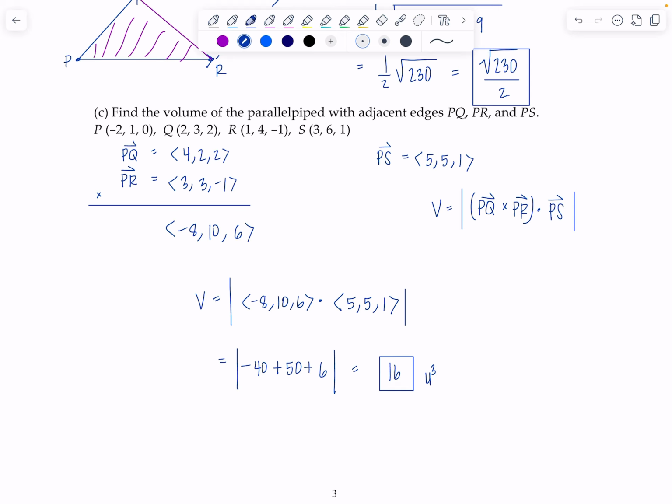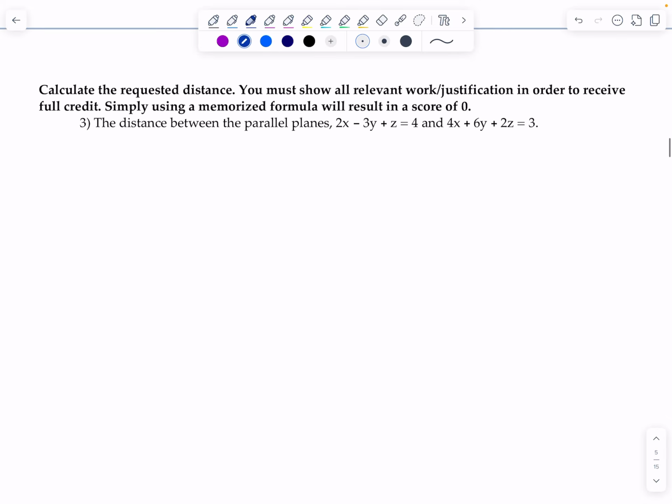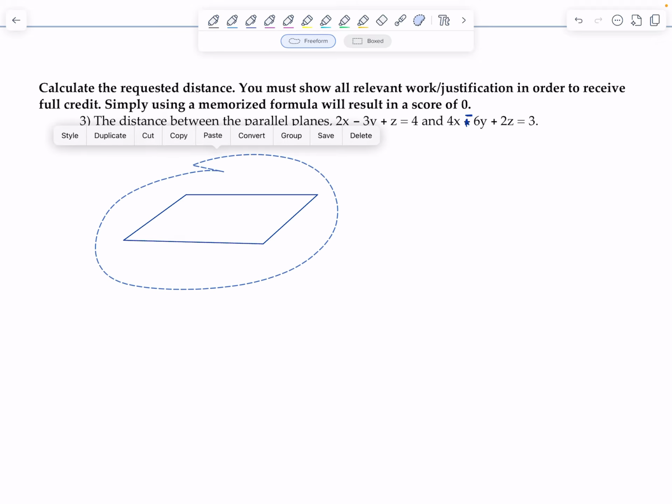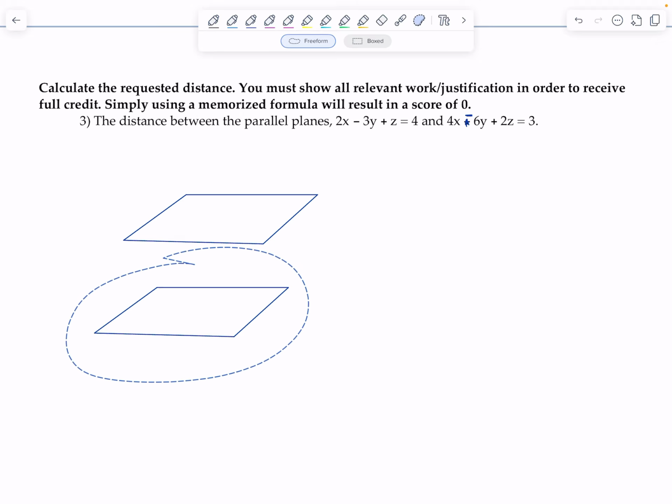Okay. Here we go. Now moving on to the more interesting portion of the exam. Calculate the requested distance. You must show all relevant work and justification in order to receive full credit. Simply using a memorized formula will result in a score of 0. That's what's up. Okay, so find the distance between the parallel planes 2x minus 3y plus z equals 4, and then there is a typo. 4x minus 6y, right? Otherwise, they're not parallel. Plus 2z equals 3.